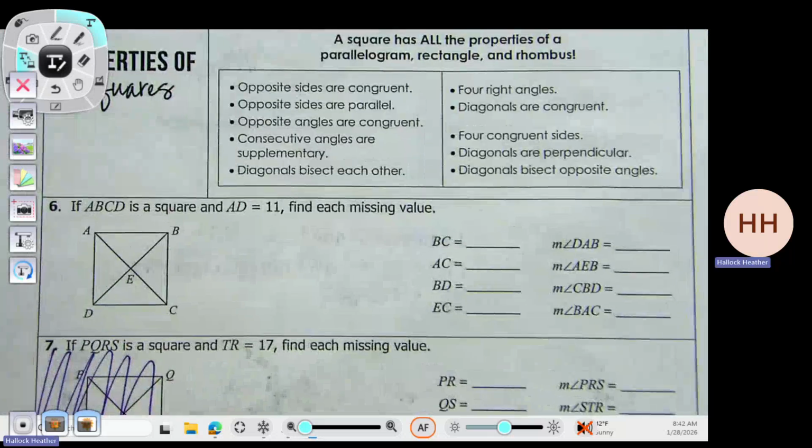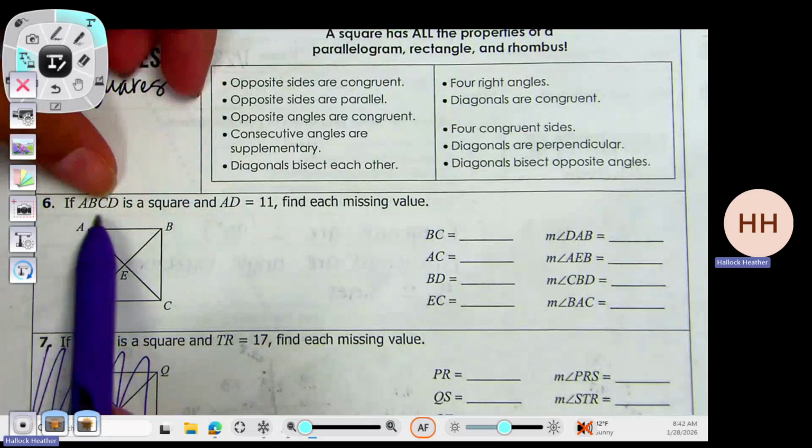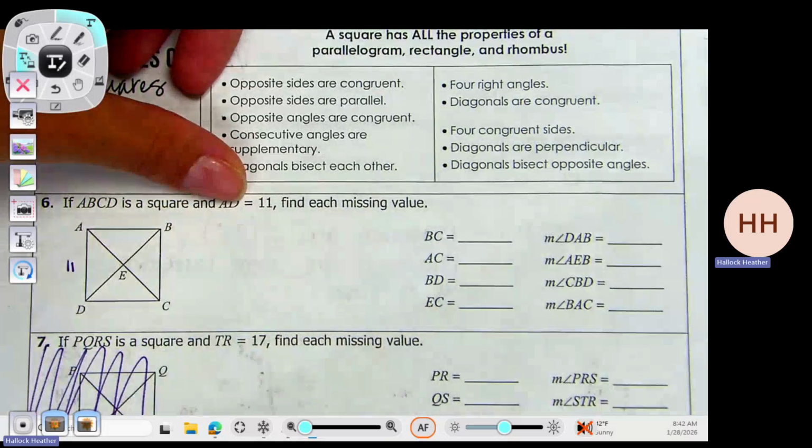So for number 6, a square is literally everything a parallelogram is, everything a rectangle is, everything a rhombus is. That makes a square. So you have right angles in the center, right angles in the corner, top and bottom match, all the sides match, the diagonals bisect, the diagonals are congruent. So for 6, it says ABCD is a square, AD is 11. That's all we get. We have to find everything else in this picture.